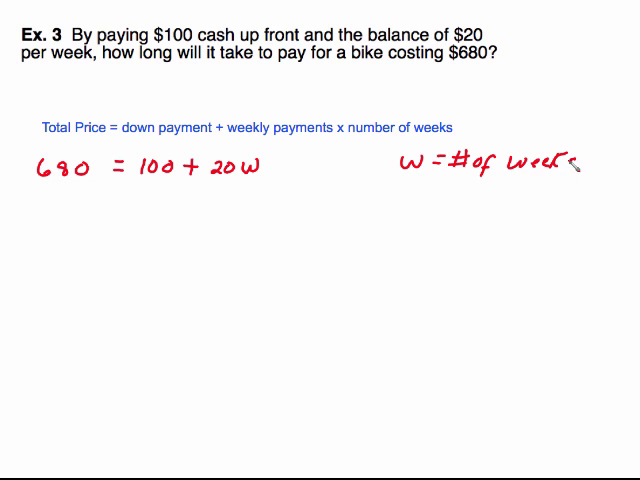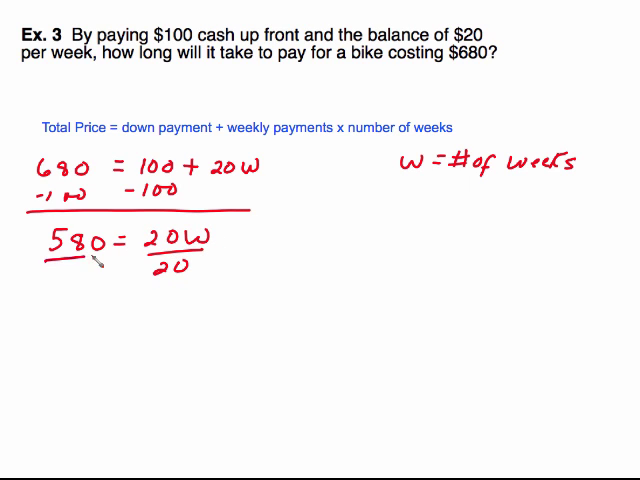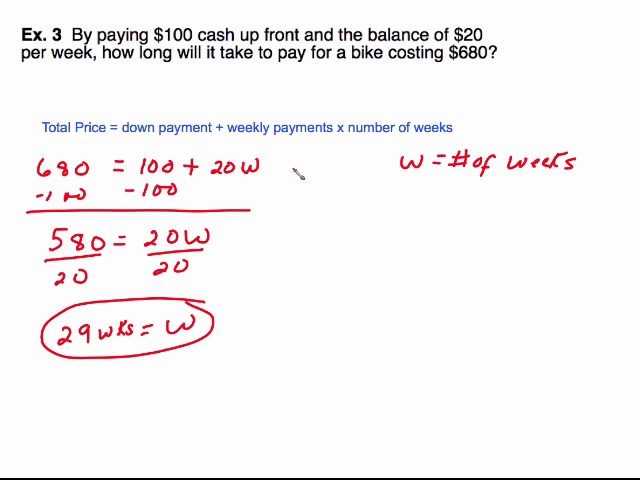That's a pretty simple equation to solve. How do we undo this and get the W alone? Subtract 100 from both sides, which gives us 580 equals 20W. Divide both sides by 20, and W is 29, and that stood for weeks. It would take you 29 weeks to pay off this bike.